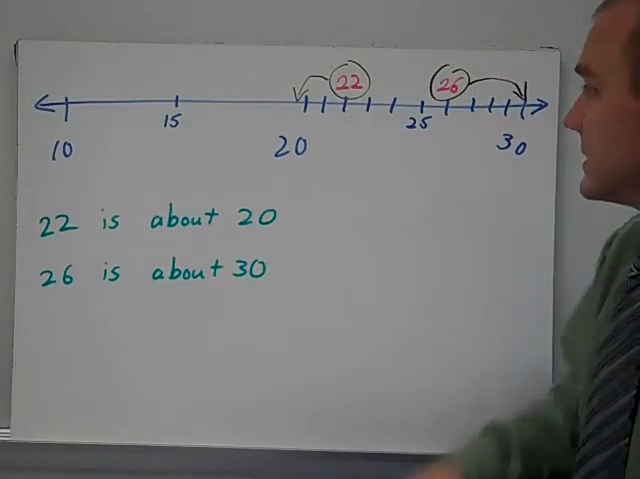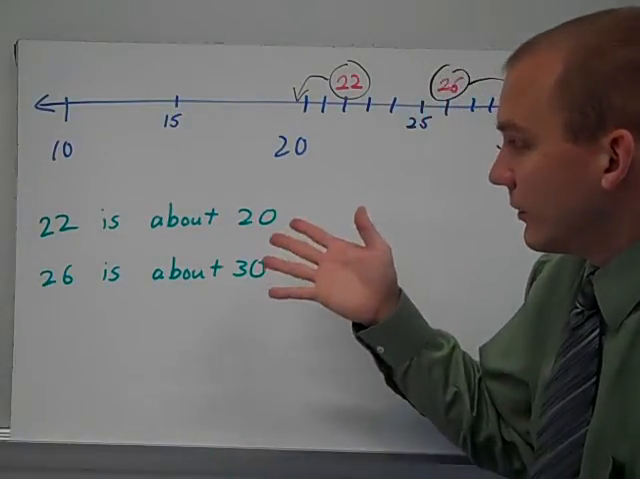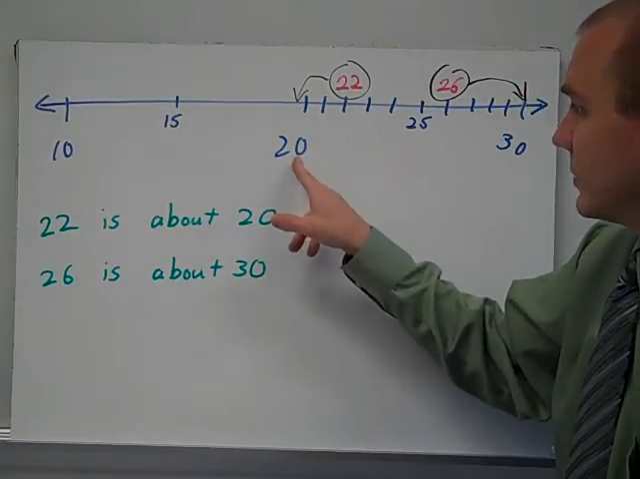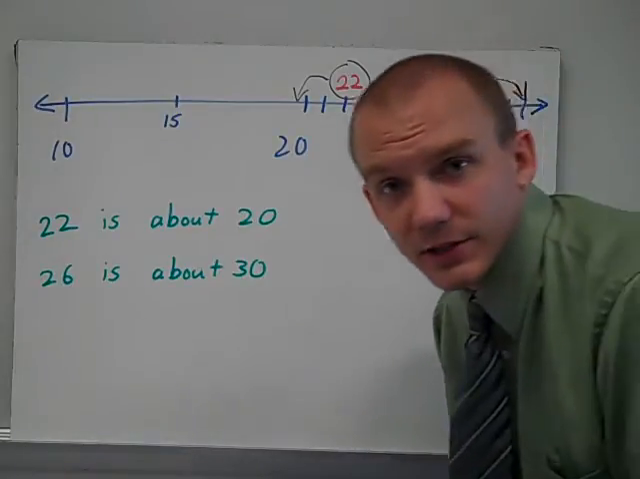I mean, that's basically the essence of rounding. When we round to the nearest 10, you look at what 10 it is closest to. So 22 is going to be closest to 20, and 26 would be closest to 30.